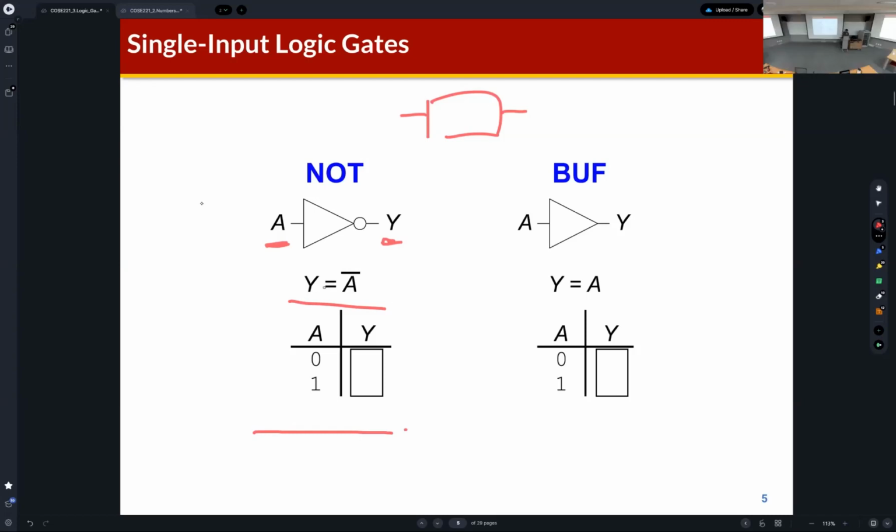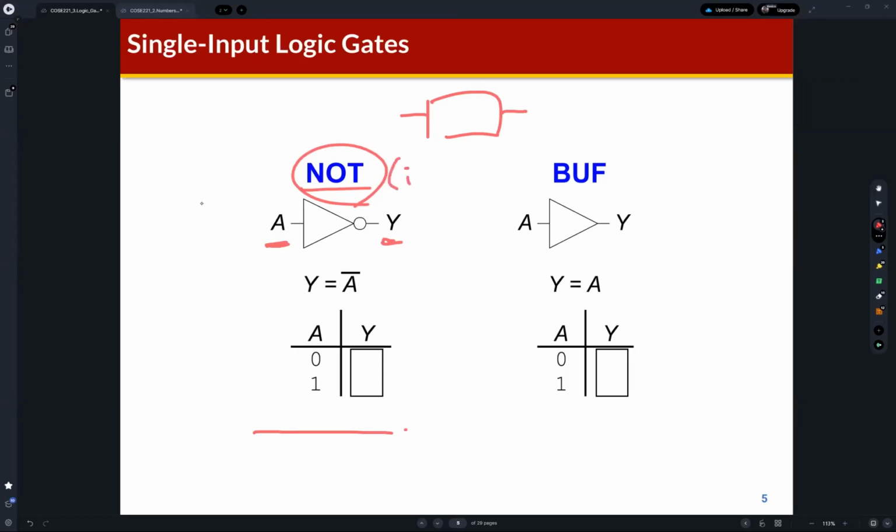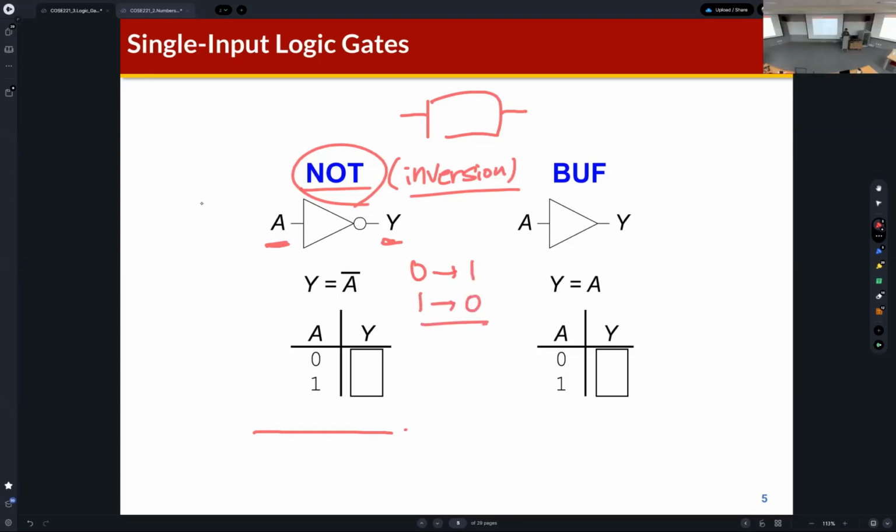So what is the NOT gate? The function of the NOT gate is inversion. It just inverts the input signal. Then what is an inversion? The 0 is changed to 1, and 1 is changed to 0. That is the inversion.